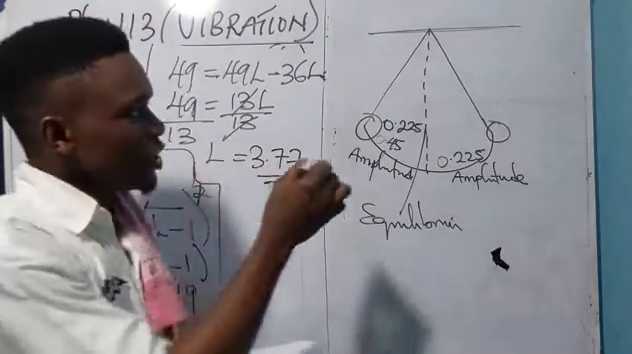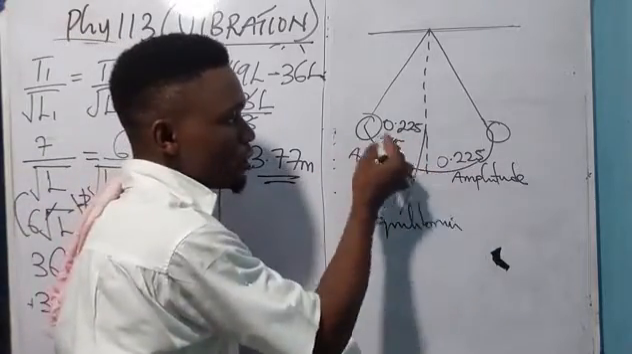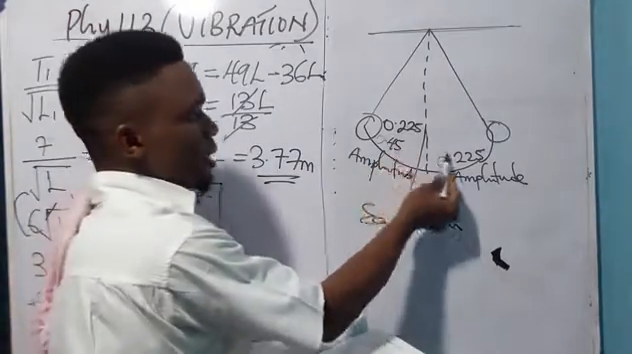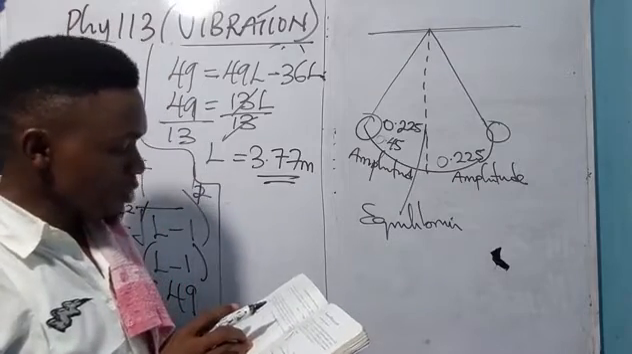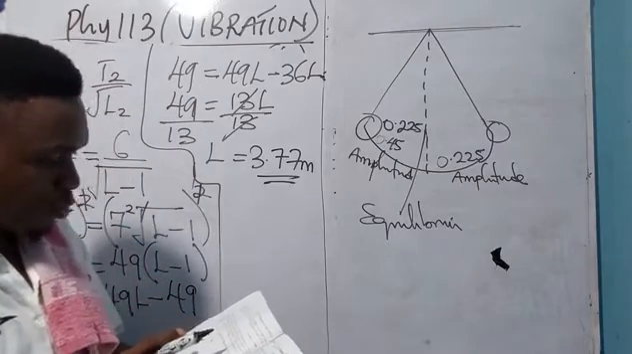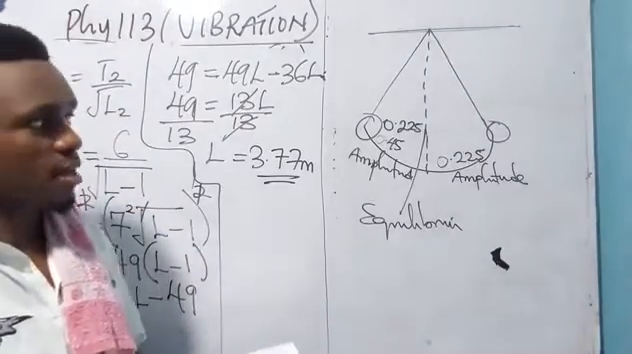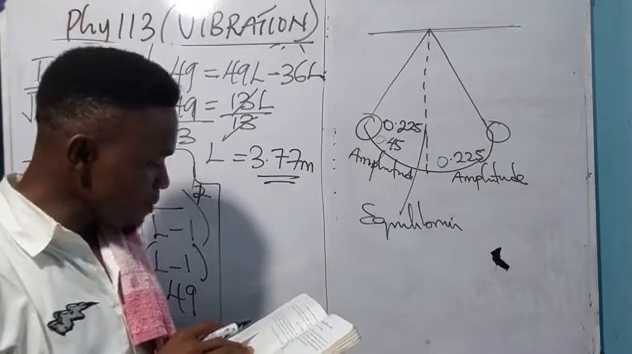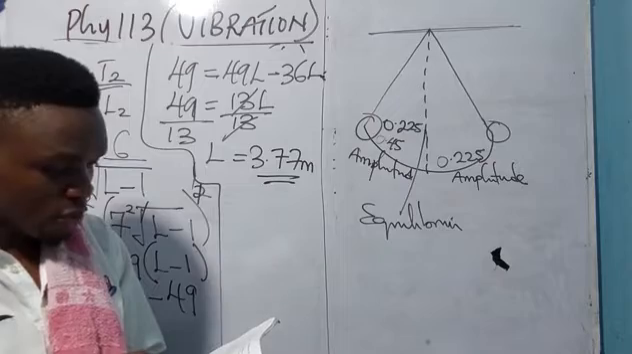Now we're having this and this. Let me check what they had here. They had 0.21, which is very, very close, and that is the answer. Okay, and they said, what is the period of this motion?